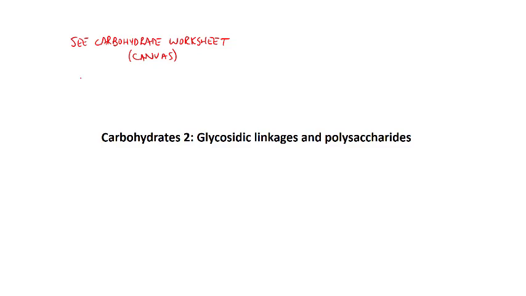So last video we talked about monosaccharides. So just to refresh your memory, monosaccharides are the simplest of all carbohydrates. They have 3 to 7 carbons. They have one carbonyl group, and all of the other carbons have one and only one hydroxyl.